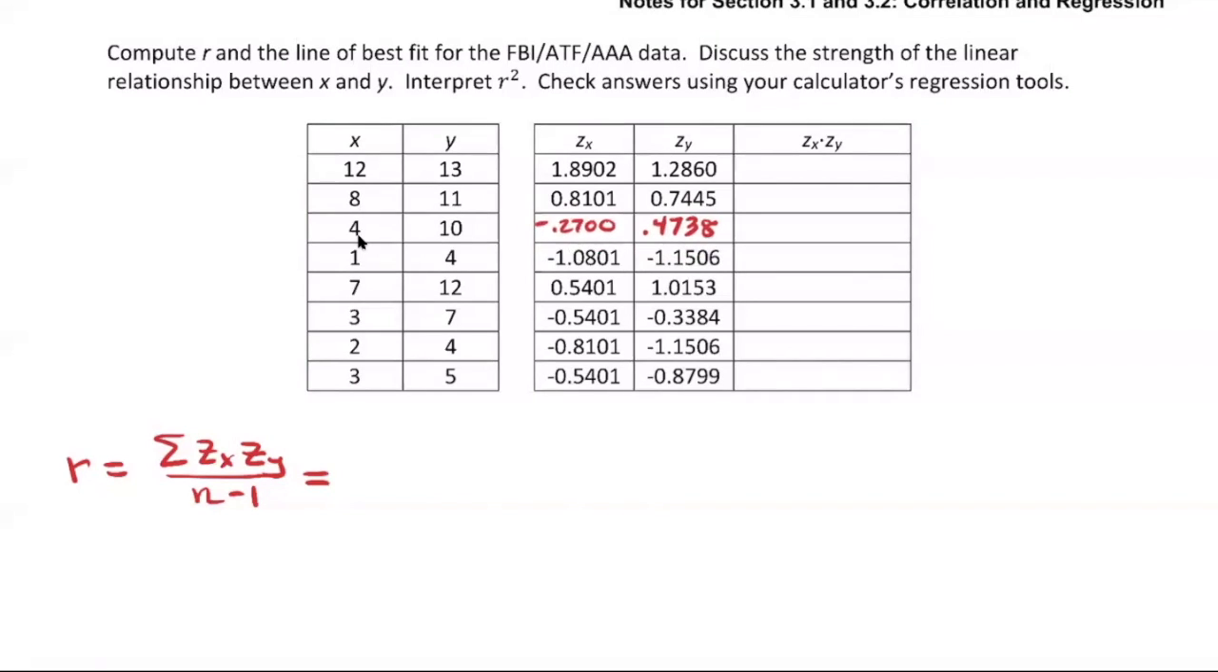Okay, so here are those two values. Go ahead and grab those. And this formula for R tells us we have to multiply Zx times Zy. So we've got all the Zx's and Zy's, but now we need to multiply. I'm going to keep 4 places, even though we're going to have way more than that on our calculator. So the Zx times the Zy. Okay, so for the first pair, I got 2.4308.